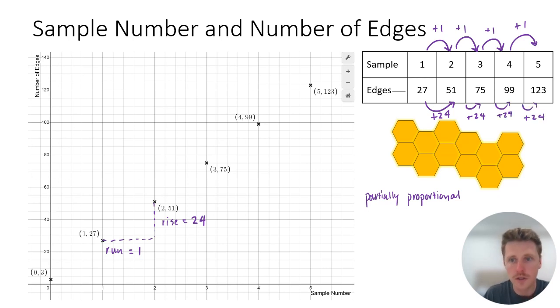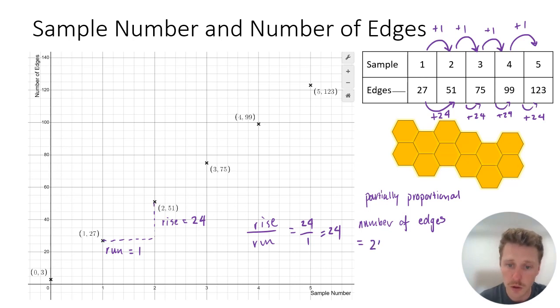24, 24, 24. Okay, so we can start to make our rule, hopefully. The number of edges is going to be equal to the gradient. Well, we said the gradient is the rise divided by the run, which is 24 on 1, which is just 24. So it's going to be 24 multiplied by the sample number.